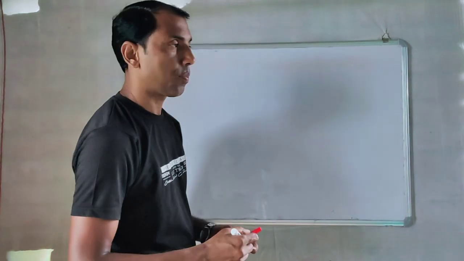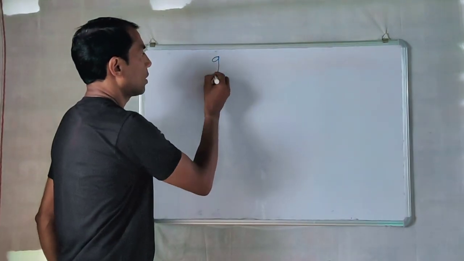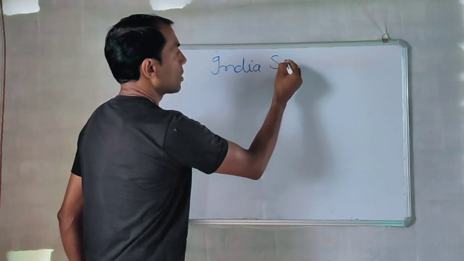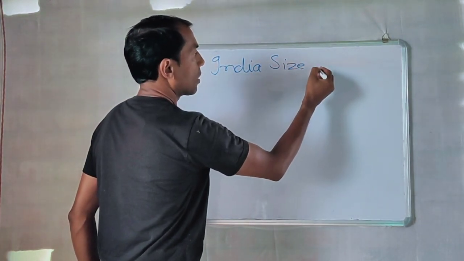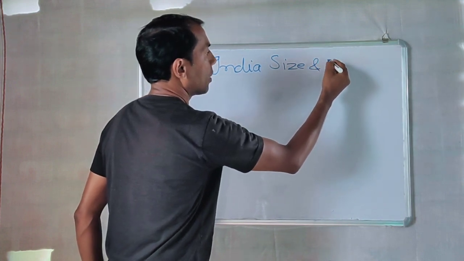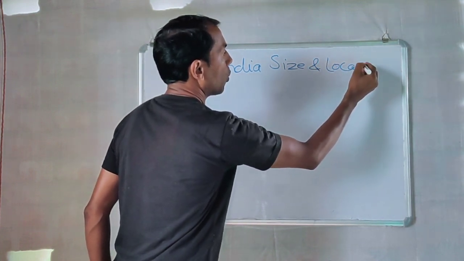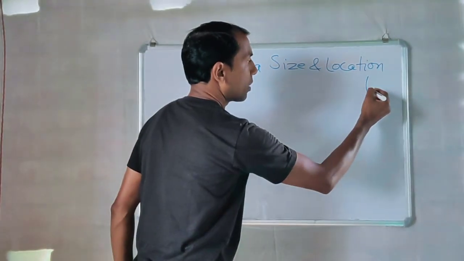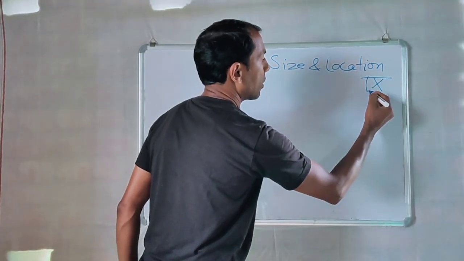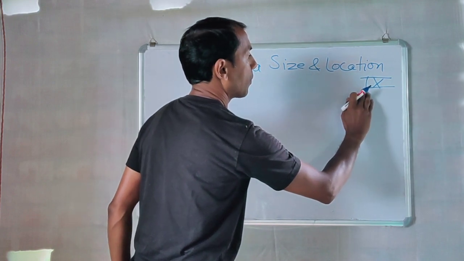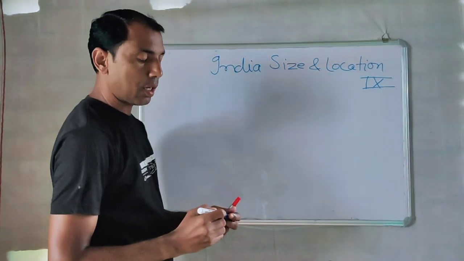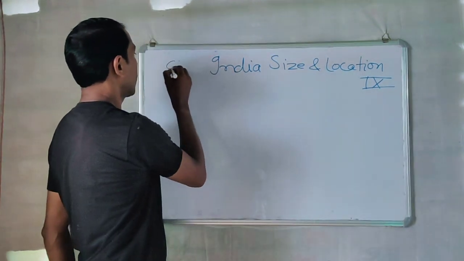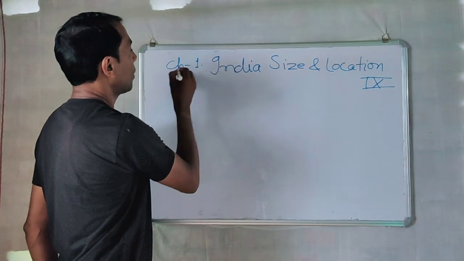Myself SP Singh, and today I am going to discuss a chapter, India: size and location, for the standard 9. That is chapter 1, chapter first.